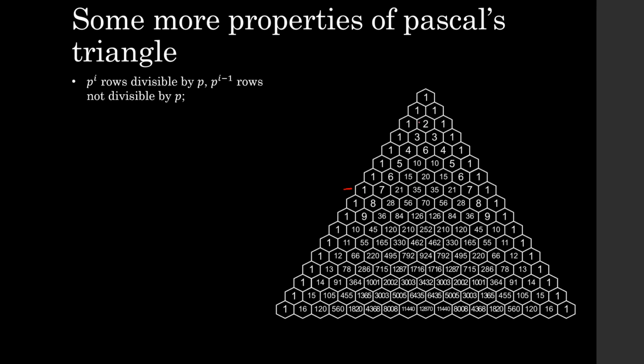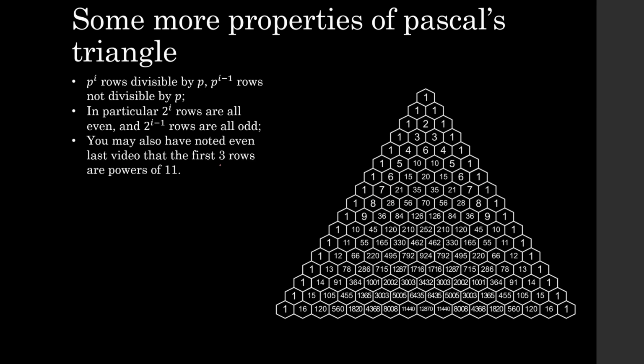And of course, the ones on the sides are not divisible by 7, but that's a given. Then in particular, the 2 to the i rows are all even, and the 2 to the i minus 1 rows are all odd, because 2 is a prime number. So that gives us a quick check on the parity of some rows. For example, in the 8th row all these guys are even, but in the 7th row all these guys are odd.